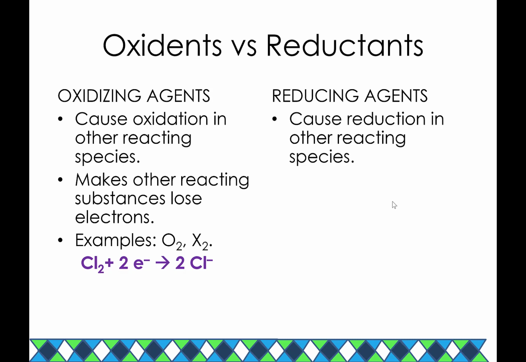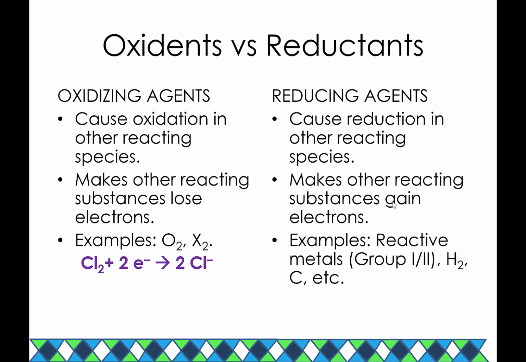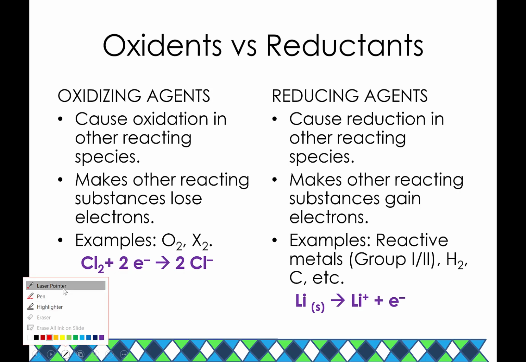Whereas a reducing agent causes reduction in another species. It makes other reacting species gain electrons. So the group 1 metal that we were just discussing, lithium, we know loses an electron pretty easily to go to that noble gas configuration of helium. And in the process, it's causing some other species to pick up that electron. So if lithium and chlorine were to react together and form lithium chloride, lithium solid would be the reducing agent and it would be oxidized. And chlorine would be the oxidizing agent and it is reduced.